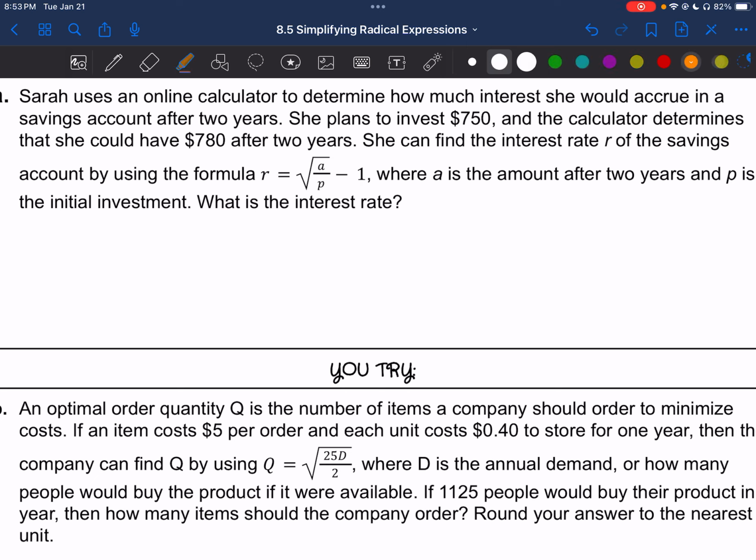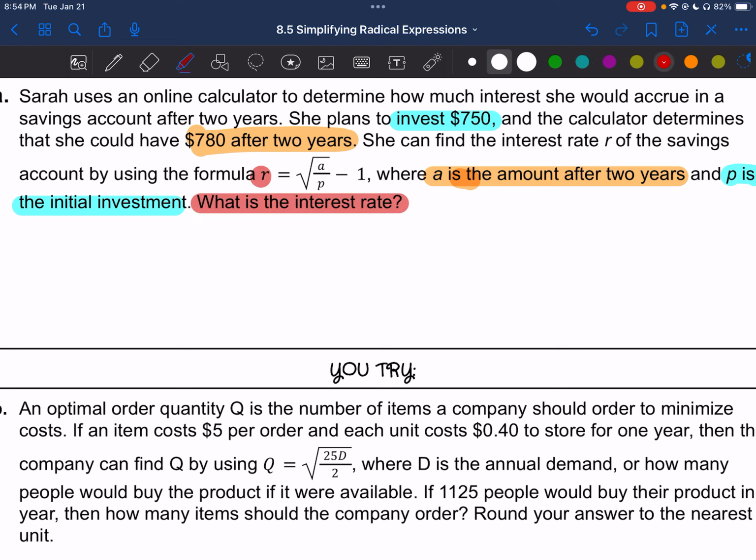What is our interest rate? So A is the amount after 2 years, so that would be $780 after 2 years. P is the initial investment. Her investment is $750. We want to know, what is the interest rate?